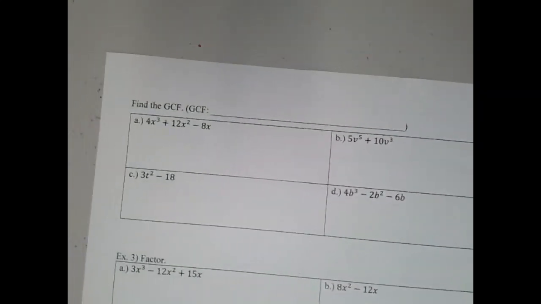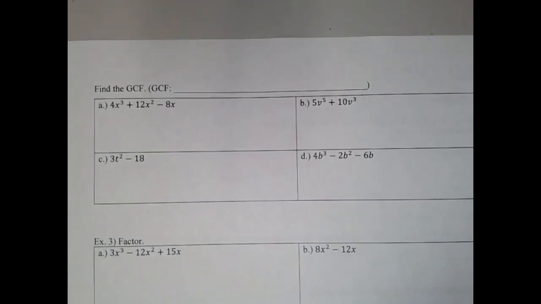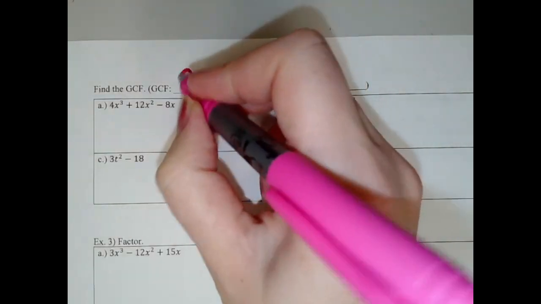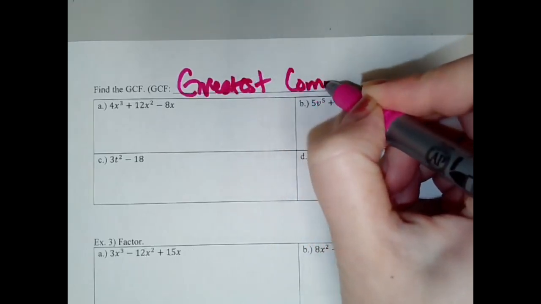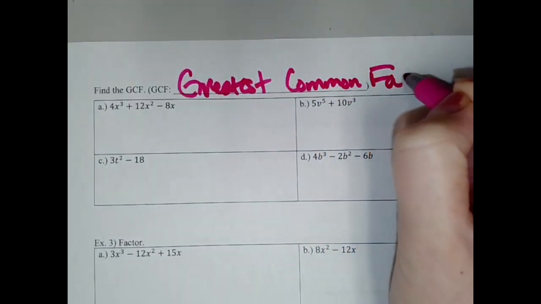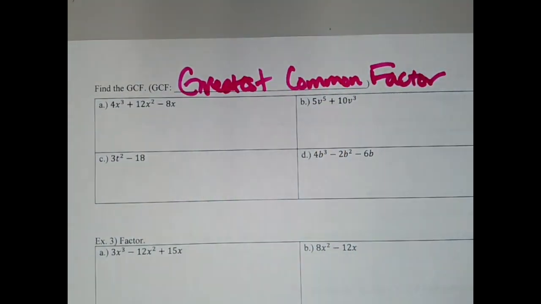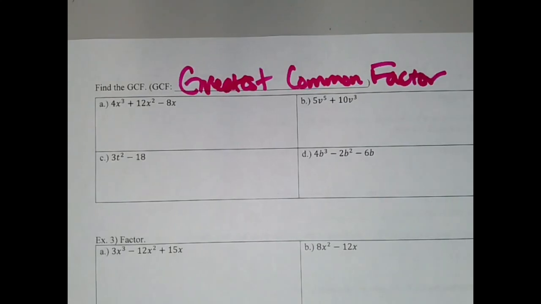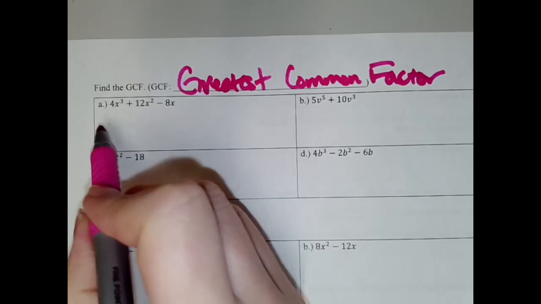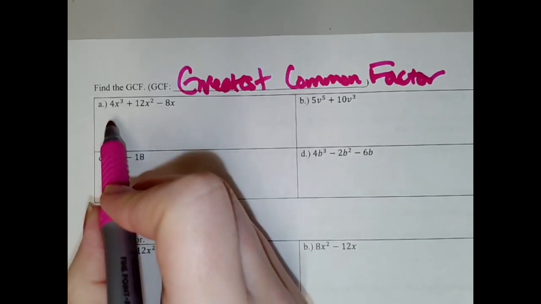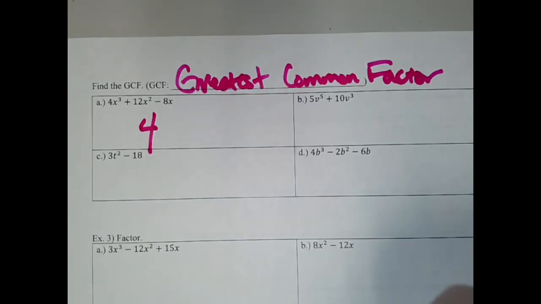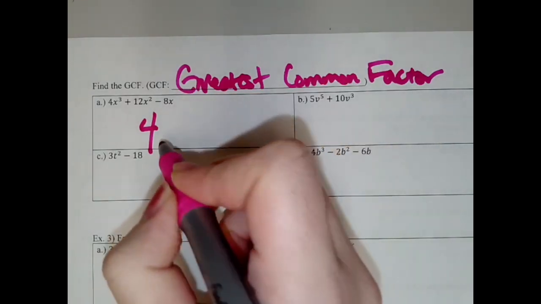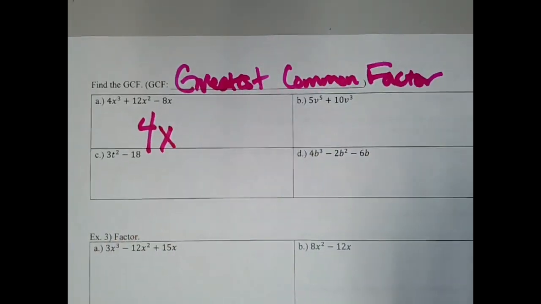Next, we have some try problems. It says find the GCF, where GCF stands for greatest common factor. So you're only identifying the GCF here. You're looking and saying, okay, what are all of these divisible by? They're all divisible by 1, 2, and 4. So the biggest number is 4. They all have the variable x. Pull out the lowest power, 4x.